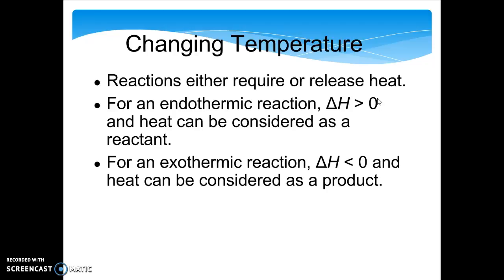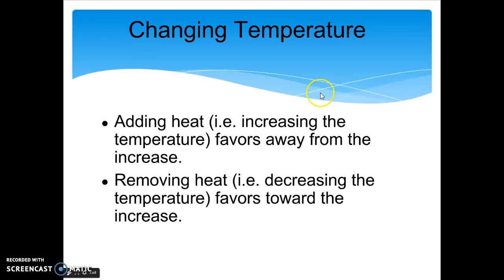Or we have an exothermic reaction. Remember, Q was negative, or delta H would be considered a negative value, and the heat can be considered as a product. That's important to keep in mind. So if we add heat, increase the temperature, it's going to favor away from that increase. If we remove heat, it's going to favor towards the increase. So let's do some of those.